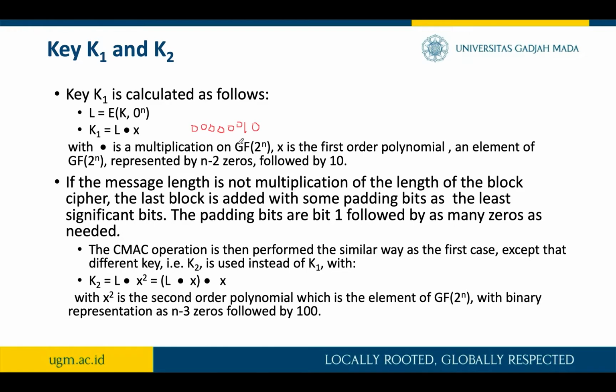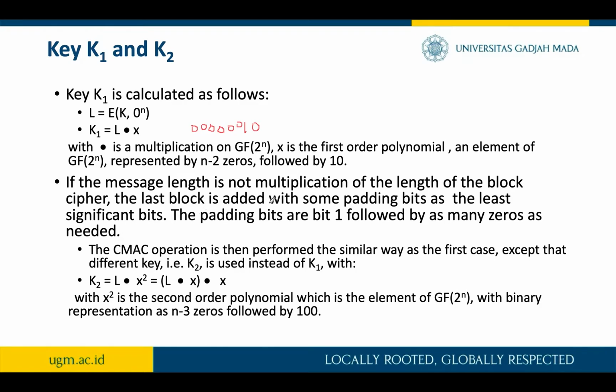The modulo is with the final prime integer here. So it will again be multiplication on Galois field 2 to the power of n. In this case, again, we need to follow the rule of multiplication on Galois field 2 to the power of n.